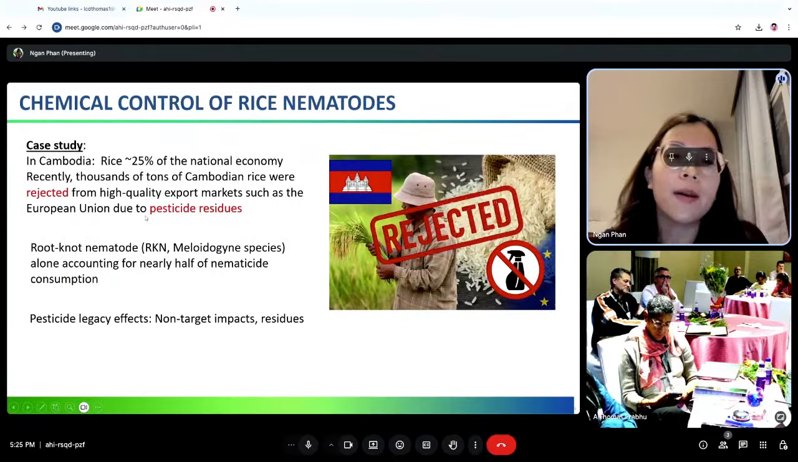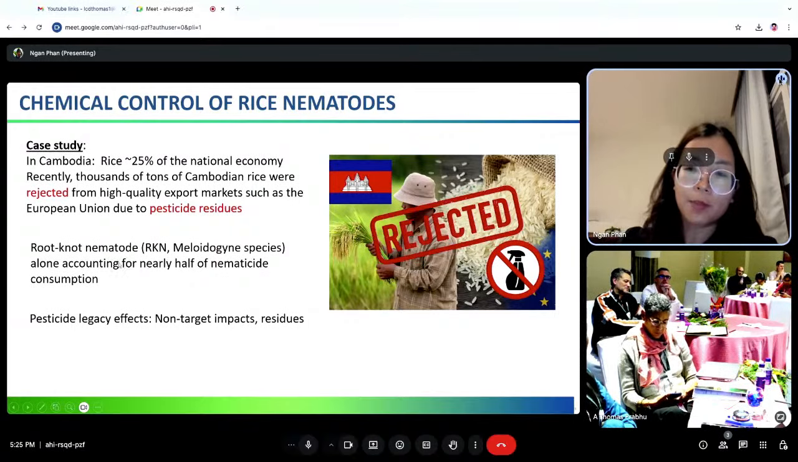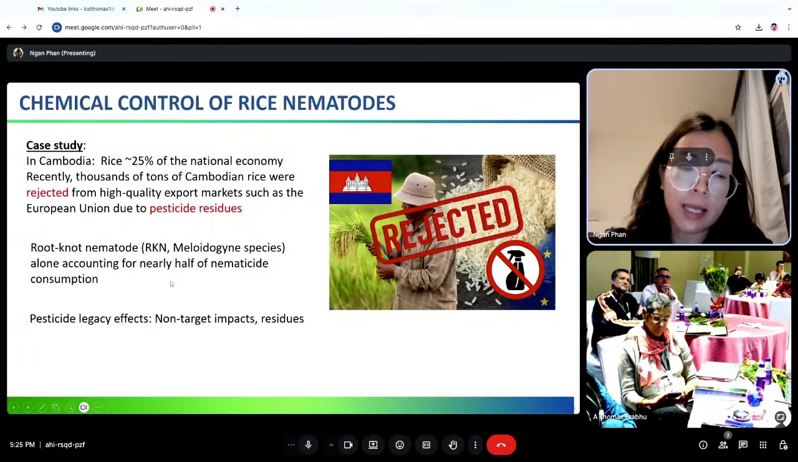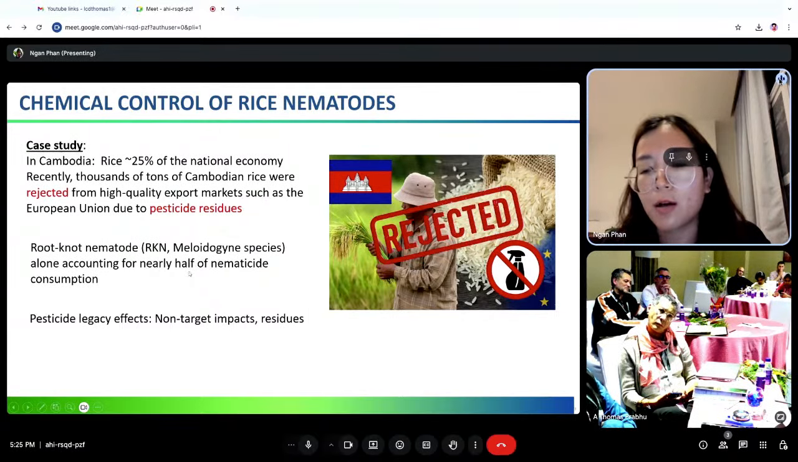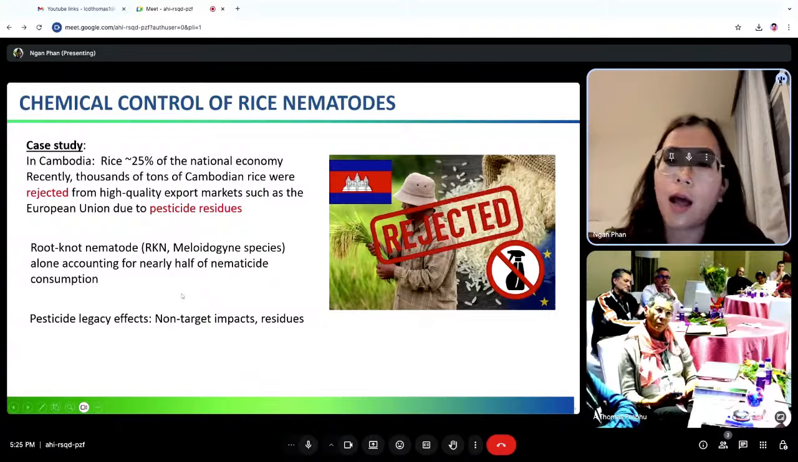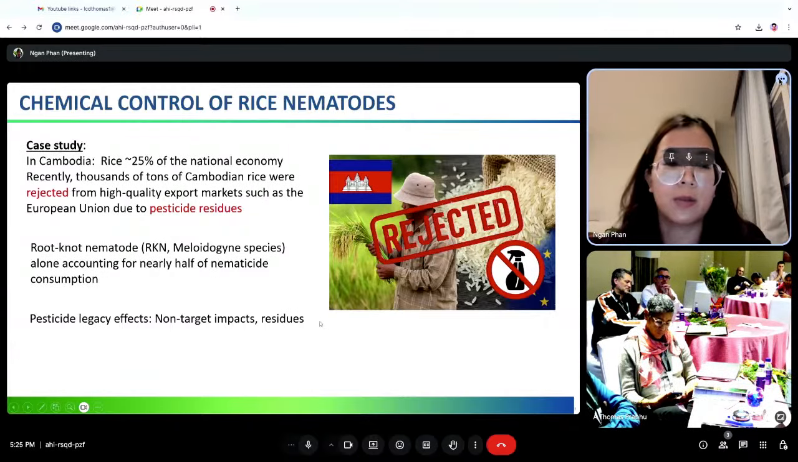Nowadays, using chemicals has become a serious problem. Root knot nematodes alone account for nearly half of nematicide consumption. The legacy effect of pesticides used to control the rice nematode can have non-target impacts on other beneficial species, and the residue can impact plant health and also human health.